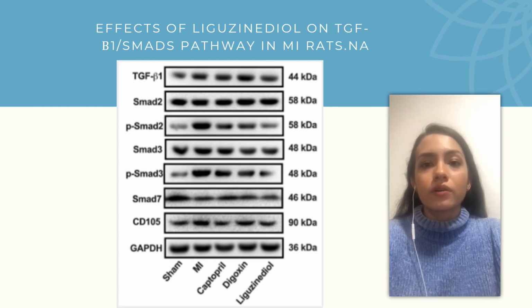The Western blot result showed that the expression of TGF-beta1, pSMAD2, pSMAD3, and CD105 were dramatically activated in MI rats, and the increases were reversed by captopril, digoxin, and liguzinediol.